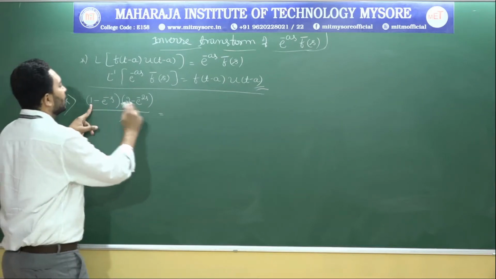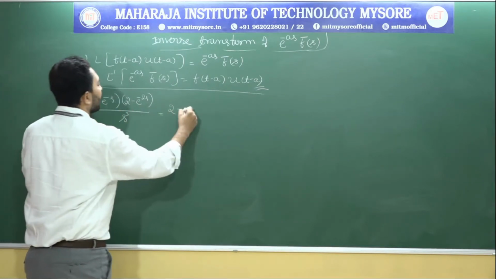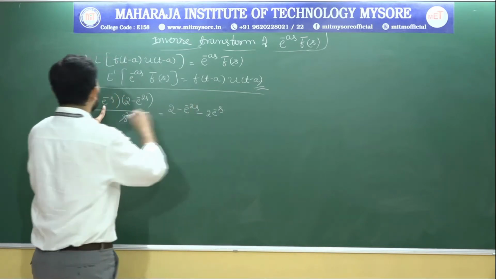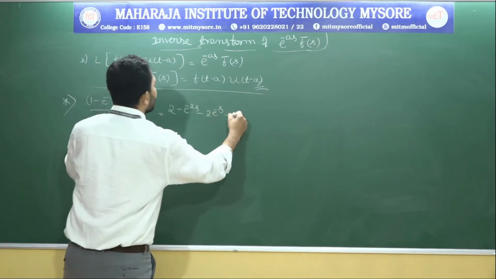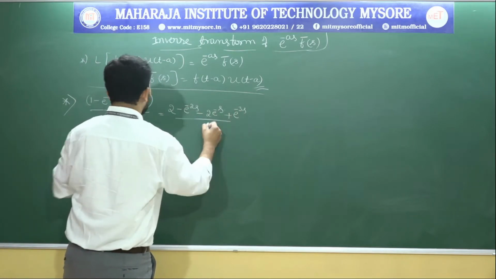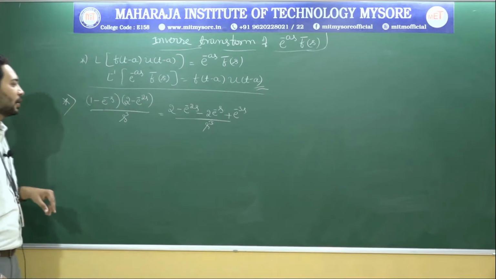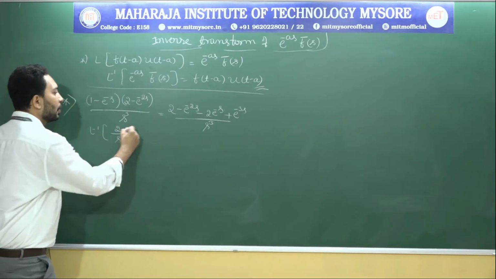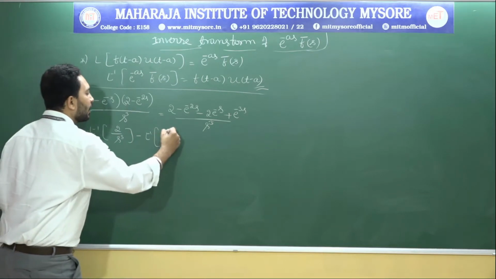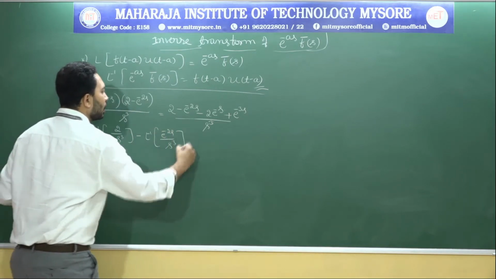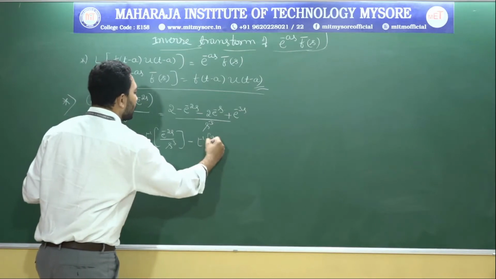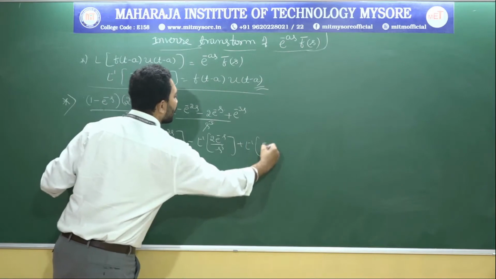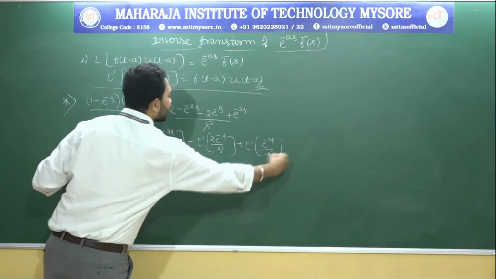So multiply this, 1 into 2, it is 2, 1 into this e power minus 2s minus 2 into e power minus s, plus e power minus 3s divided by s cube. So find the L inverse of 2 by s cube minus L inverse of e power minus 2s by s cube minus L inverse of 2 into e power minus s by s cube plus L inverse of e power minus 3s by s cube.